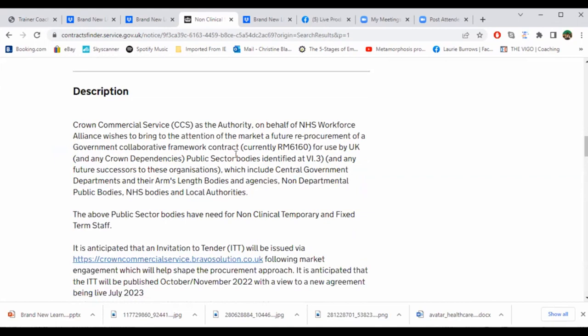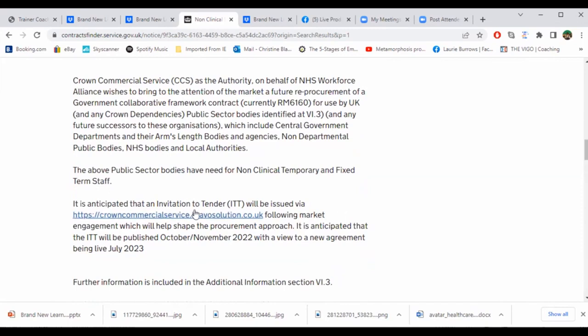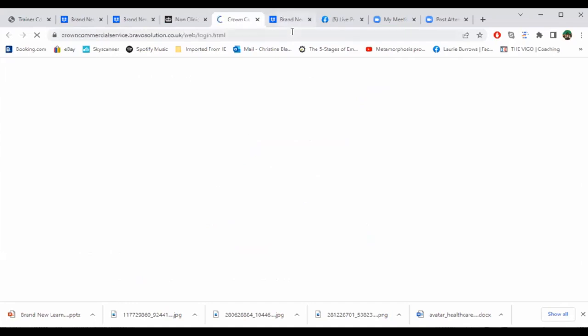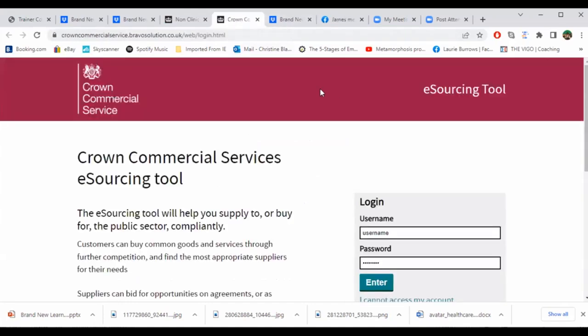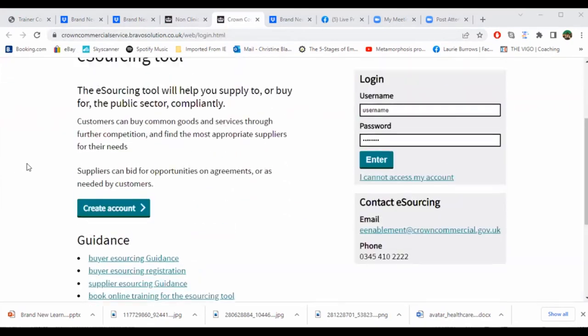So this is one of the links. You just need to read the description here, for example, to see whether you meet the description. It's anticipated that an invitation to tender will be issued via Crown Commercial, Bravo, the following market. So this is also another website for you to look at applying for tenders. And I'm just going to share this screen so that you can see, for example. So register as well. You can create an account.